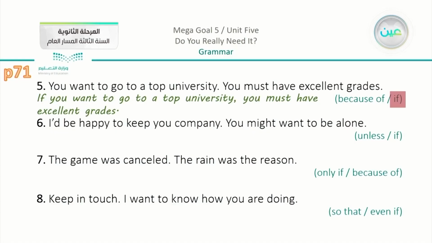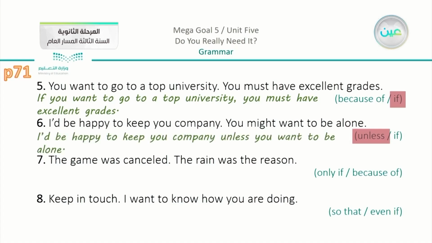And then we have in number 6, I'd be happy to keep you company. You might want to be alone. So we have here unless and if. There is some kind of condition here, and we're going to choose unless as the correct conjunction, completing: I'd be happy to keep you company unless you want to be alone. And I remind you again that you do have the adverb clause in the middle, so you do not need the comma.